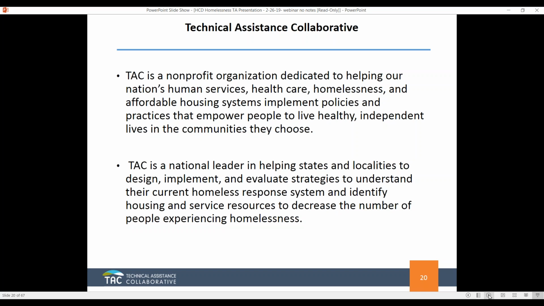For roughly 25 years now, we've been working with local communities, states, units of local government, and we also have our federal partners that we provide technical assistance to through contracts as well, to really help folks who are working in the homeless crisis response system and to identify resources to help folks decrease their length of time of homelessness and ultimately, ideally, eradicate homelessness in your communities.